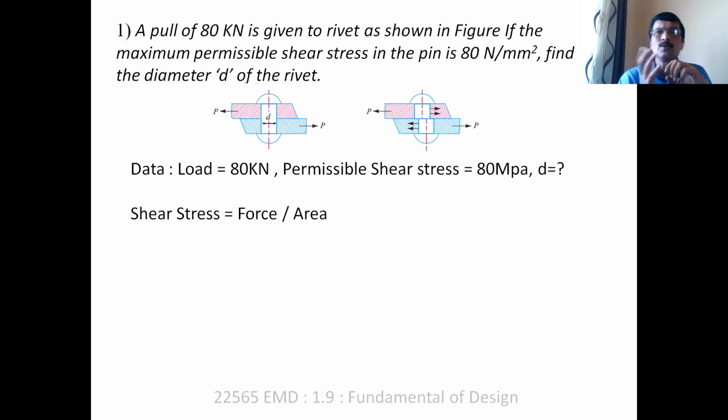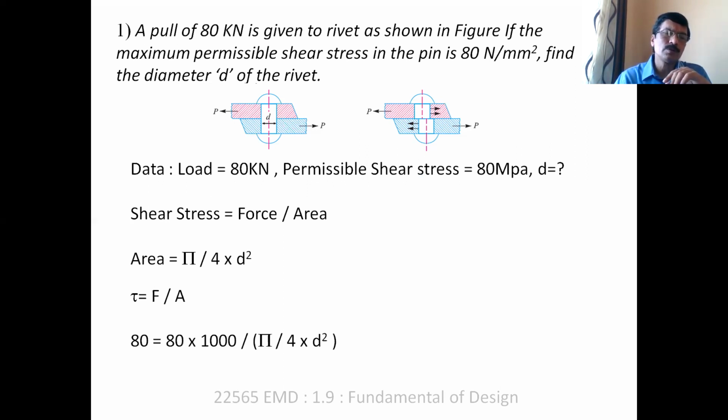Shear stress is equal to, again it is a direct shear stress, so the same formula: force divided by area. Force is 80 kilonewton and area, now diameter is given, means it is circular in cross section. So area is equal to pi by 4 d square. Only a single rivet is there and it is going to be cut. This is the direction, and because of this direction the rivet is cut. Now it is a shear stress, so instead of sigma there is a tau. Tau indicates the shear stress. Shear stress is equal to force divided by area.